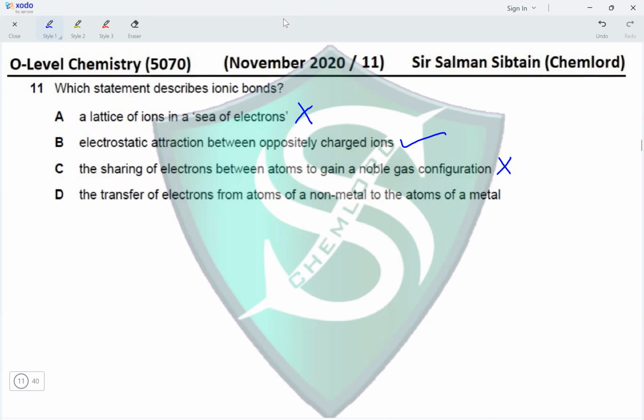And transfer of electrons from atom of a non-metal to the atom of a metal. No, a metal will lose electrons and a non-metal will gain that electron. It is not possible for a metal to gain an electron from a non-metal. So this is incorrect. So this makes option B the correct option for this question.